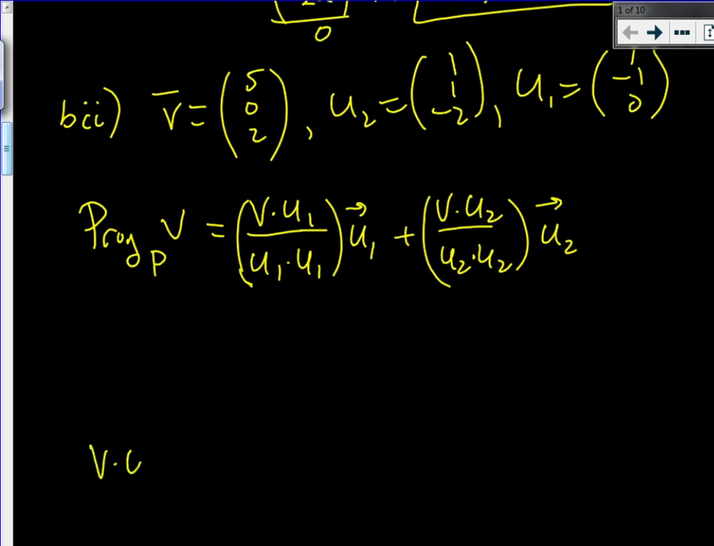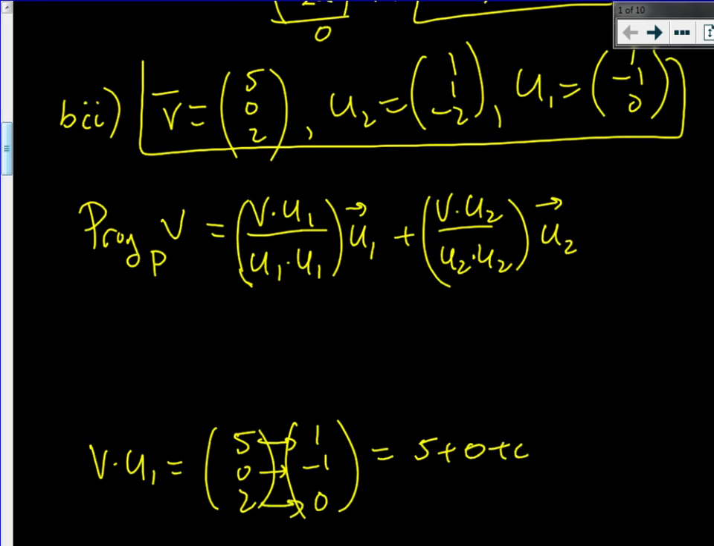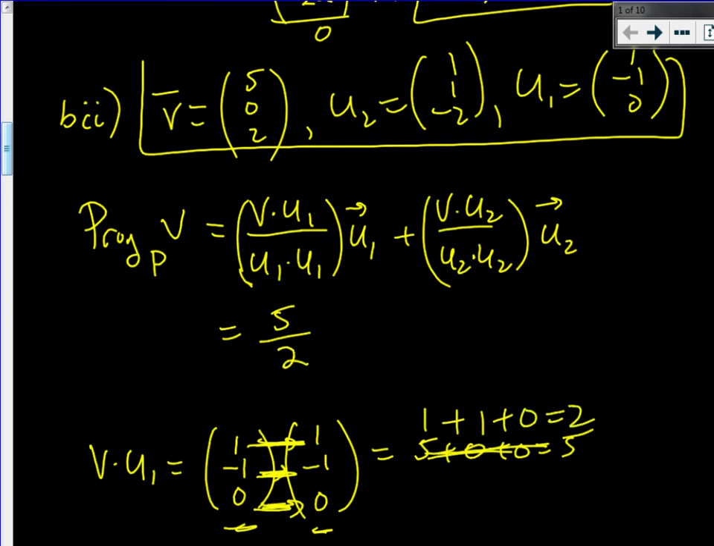So V dot U1. I'm getting all my values from here. V is 5, 0, 2 and U1 is 1, negative 1, 0. Multiply across, I get 5, 0, 0. So this numerator is 5. Now I do U1 dot U1. Multiply the 1's, get 1, plus multiply the negative 1's, get 1, multiply the 0's, get 0, so I get 2. 5 over 2 times the vector U1, 1, negative 1, 0, plus.